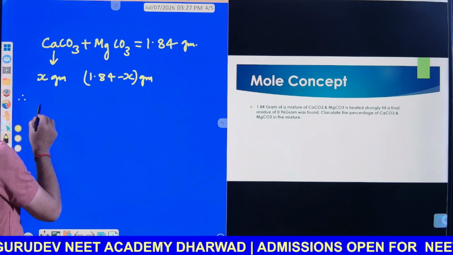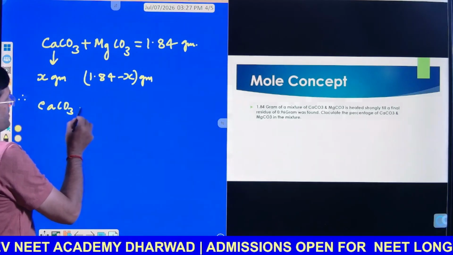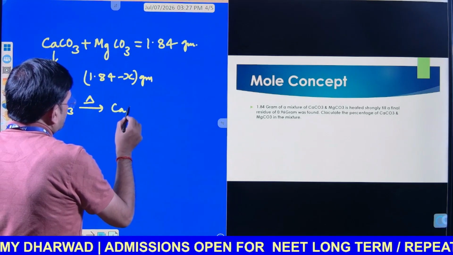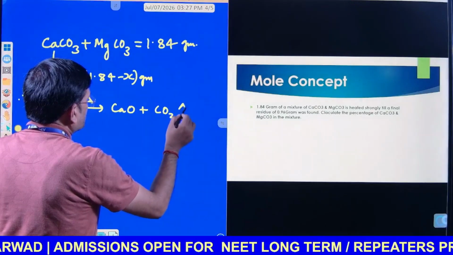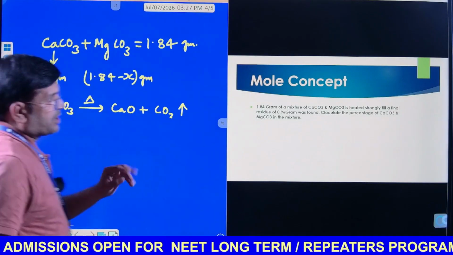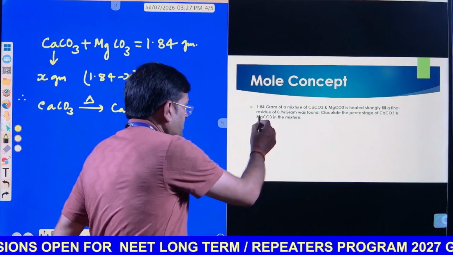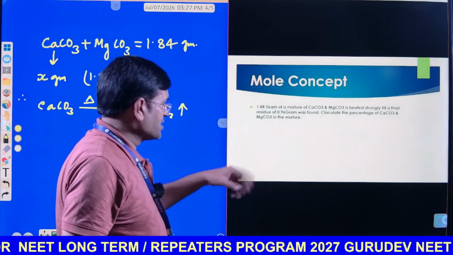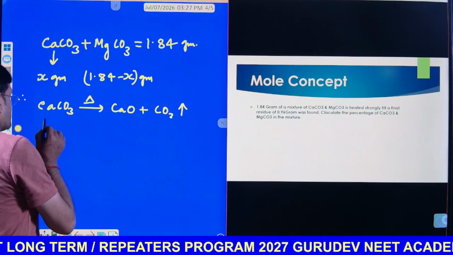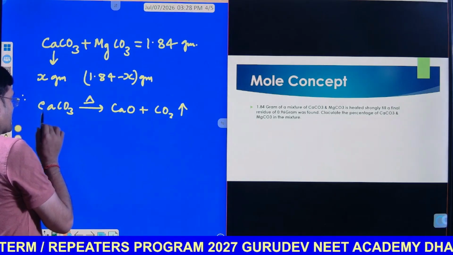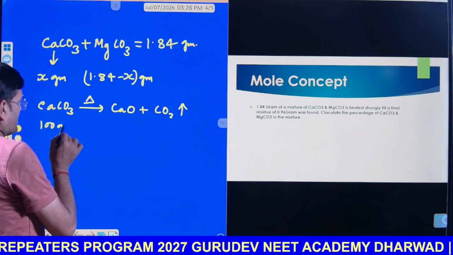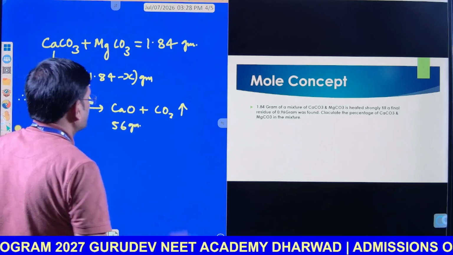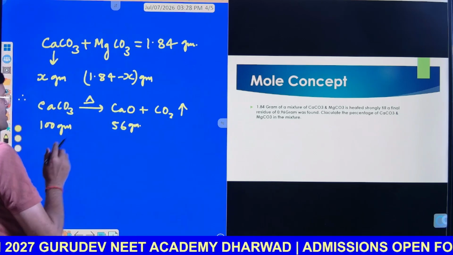Therefore we will write calcium carbonate first. Calcium carbonate being heated gives CaO plus CO2. CO2 will escape out because in the question it is given the final residue. It means only the solid is considered, CO2 being escaped out. So the molar mass of calcium carbonate is 100. 100 gram gives, the molar mass of calcium oxide is 56 gram per mole. So 100 gram of this will give this much.